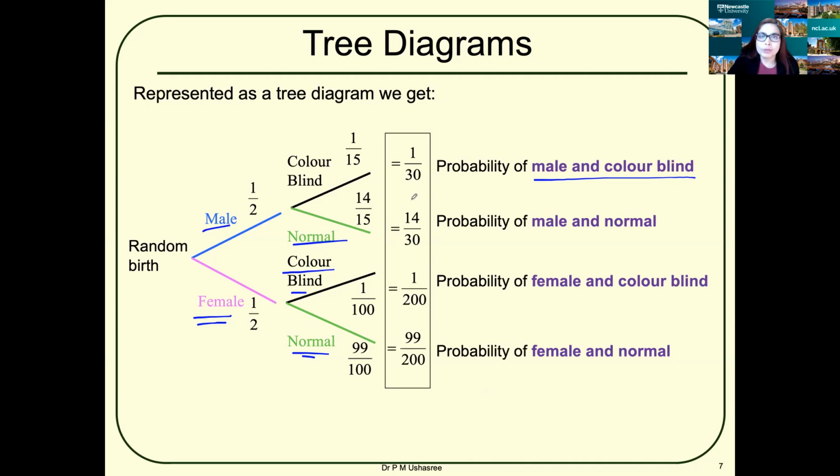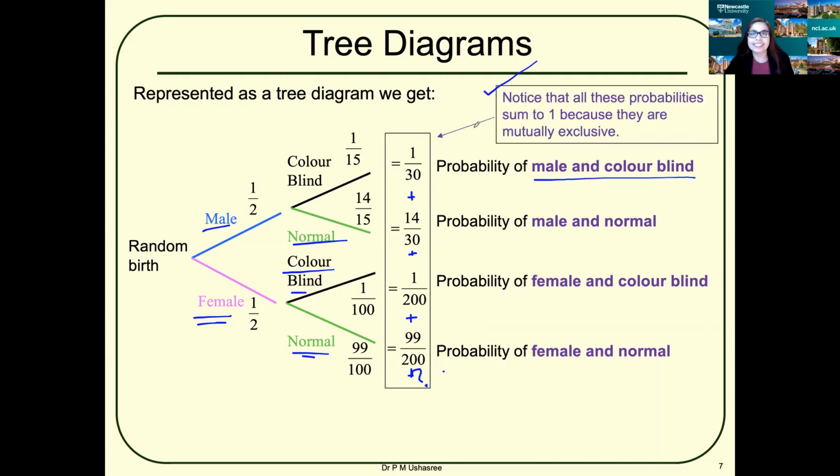Now what I want you to do is add them all and check the probability, guys. What is the probability? Good, 1. Yeah, it has to be 1. Okay, now you have completed the tree diagram. Now let's answer all the questions. The sum should be 1 because they are mutually exclusive, yeah?